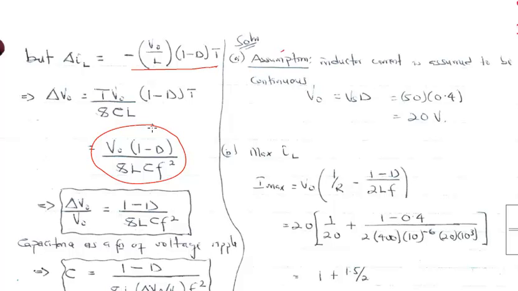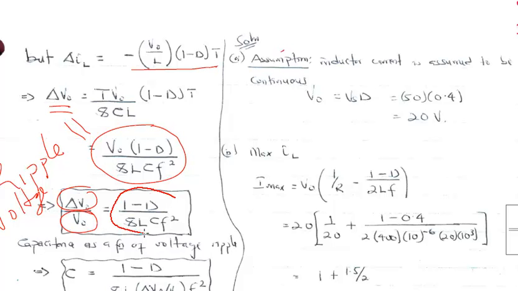One other expression we can calculate from this is known as the ripple voltage. And how is the ripple voltage defined? The ripple voltage is basically the change in the output voltage divided by the actual voltage. So from this expression, change in output voltage is equal to that. If you take the VO and bring it on the other side to divide, then that gives you an expression for what is known as the ripple voltage.